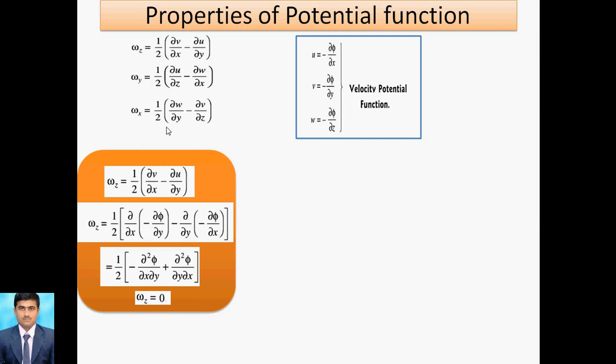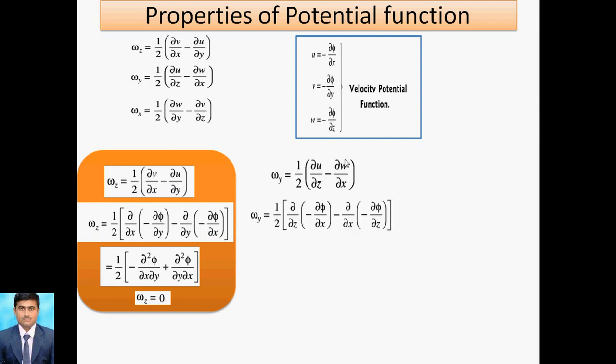Similarly for y and z. So first of all we consider y. So half, and if you take the value of ∂u/∂z minus ∂w/∂x, this is from that component. As I can write as it is over here, instead of that I write ∂u/∂z. u's value is minus ∂φ/∂x, and w's value is minus ∂φ/∂z. So according to that, we can put here ∂/∂z as it is, half outside of that in a bracket.